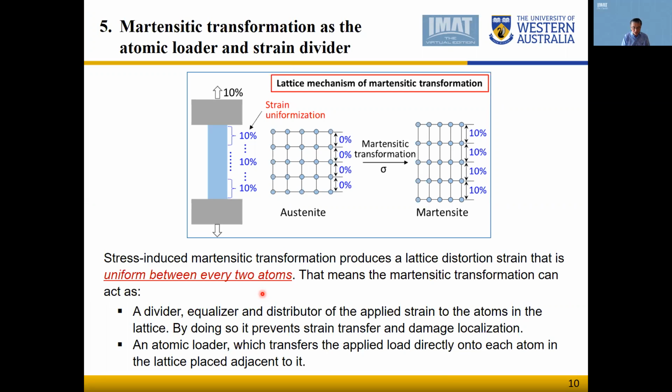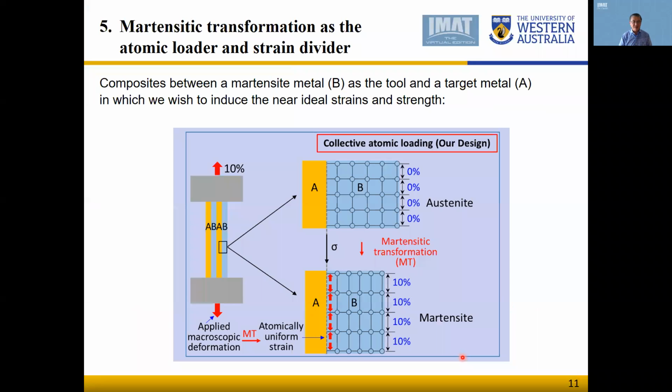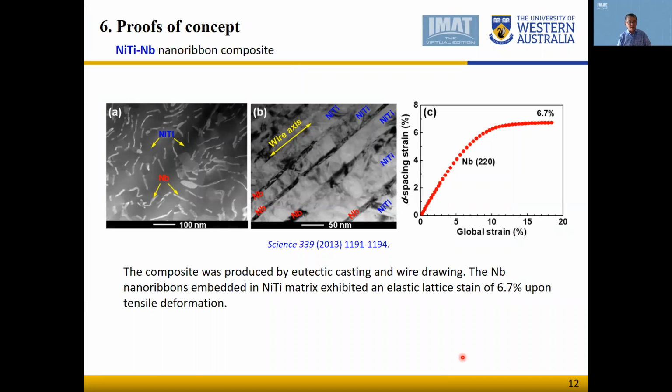Also, as an atomic loader, it transfers and applies the external load directly onto each atom in the lattice placed adjacent to it. So this idea invites us to design composites between a martensite transformation metal, as the tool, and the target metal in which we wish to induce near-ideal strains and strengths. Like this. The thinking may be okay, but the question is, will this idea work? Well, let me show you a few examples as a proof of concept.